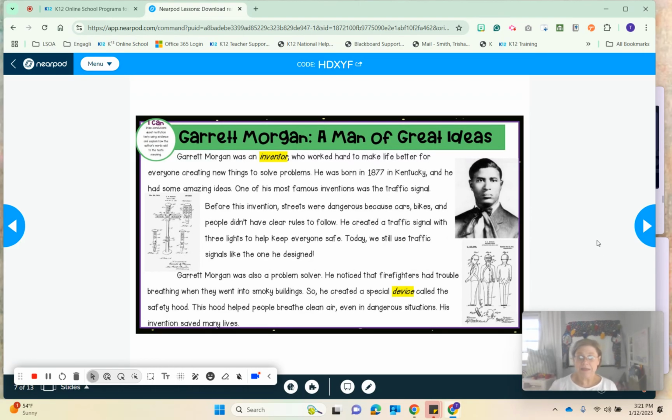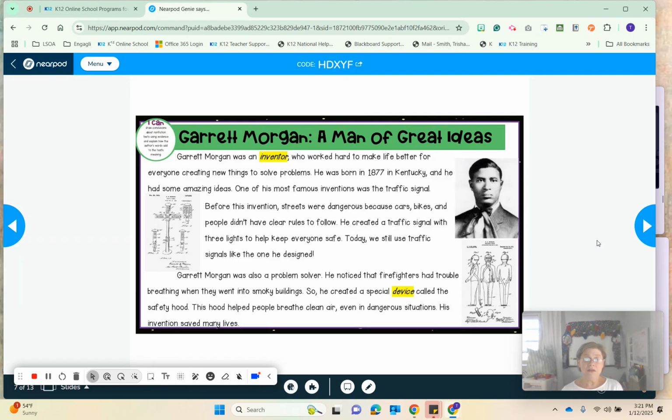Garrett Morgan, a man of great ideas. So, what do you notice? You notice anything familiar? If you are saying, oh, that gentleman on the first page is now right here, you are correct. This is our friend Garrett Morgan, who we are going to learn about today, or this week. Garrett Morgan was an inventor who worked hard to make life better for everyone, creating new things to solve problems. He was born in 1877 in Kentucky, and he had some amazing ideas.